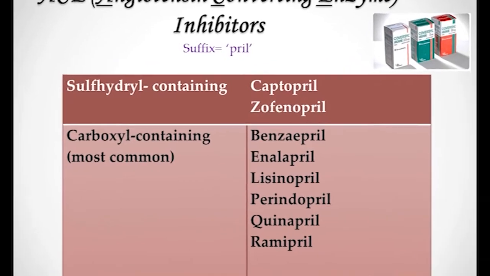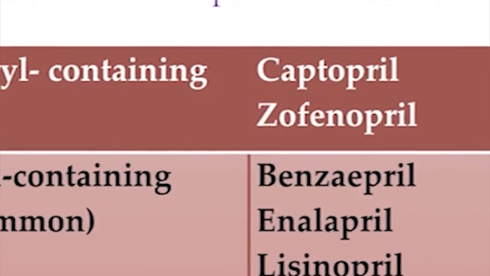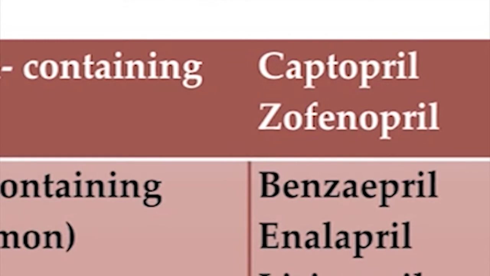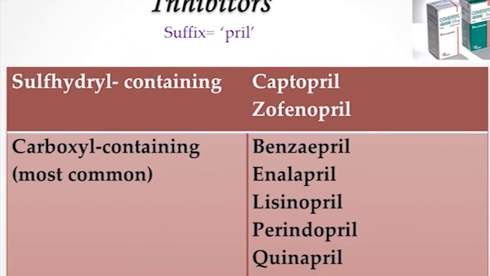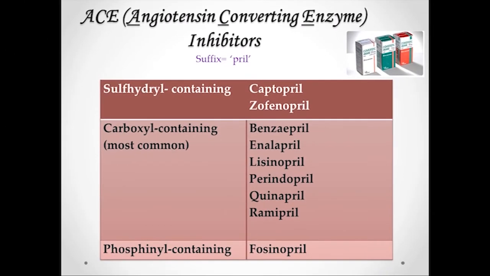Captopril was the first ACE inhibitor to be synthesized. It is characterized by its short half-life. However, the most frequently prescribed ACE inhibitor belongs to the carboxyl-containing group. ACE inhibitors are excreted by the kidneys, therefore dose reduction is essential for patients with kidney failure.